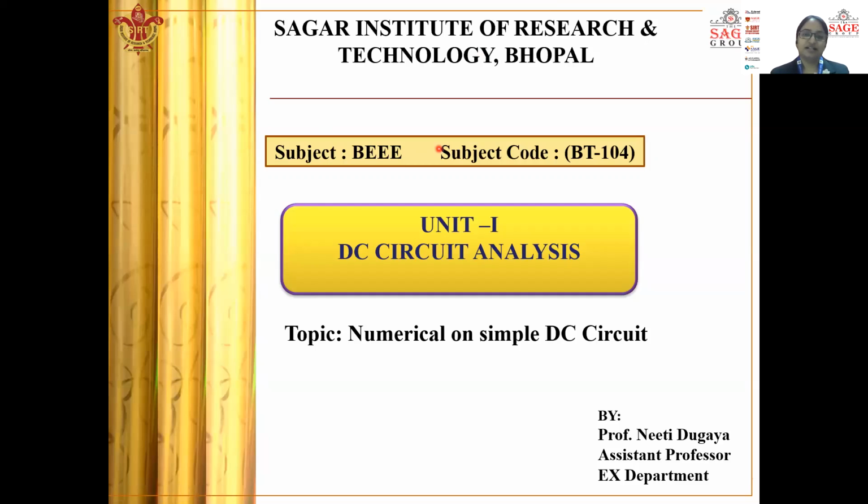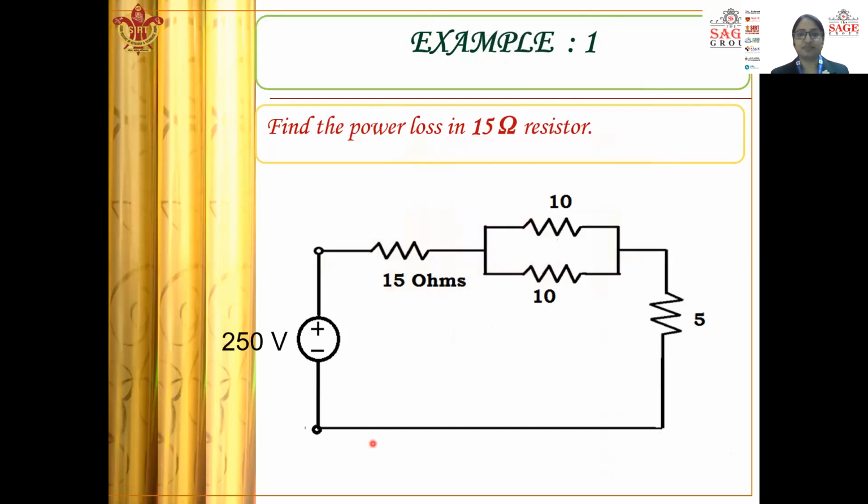Hello everyone. The topic for today's chapter, DC circuit analysis, is numericals on simple DC circuits. As you know, our subject is BEEE, that is Basic Electrical and Electronics Engineering, and its subject code in RGPV is BT 104, and the subject is in the first year BTech program. As we have already discussed Ohm's law and the combination of elements, now we'll be taking up the numericals on that. Let's see the first example.